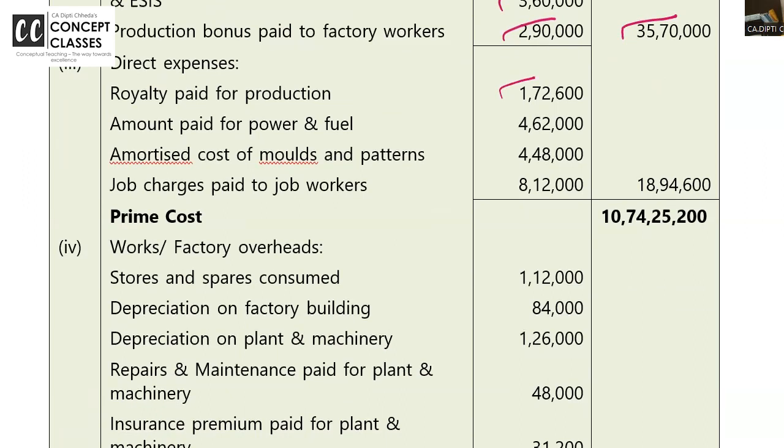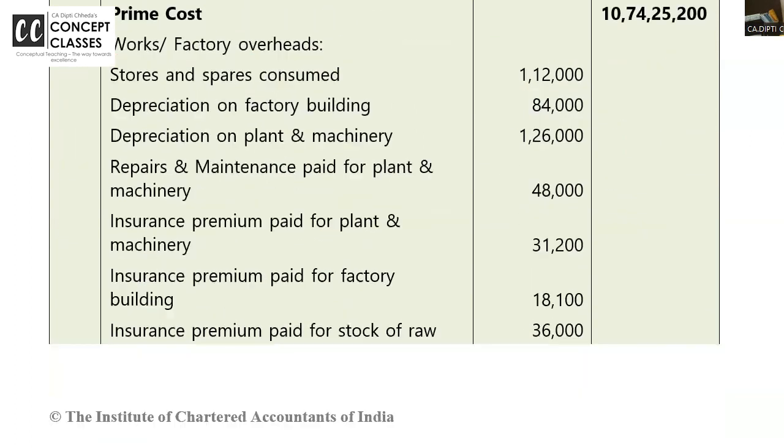Power and fuel. Half of the molds, 8 lakh, 96,000 divided by 2 because that was amortized over 2 years. Job work, all this is direct expenses. Add factory related expense: stores, depreciation of the factory building, repairs of machinery, insurance of machinery and all.